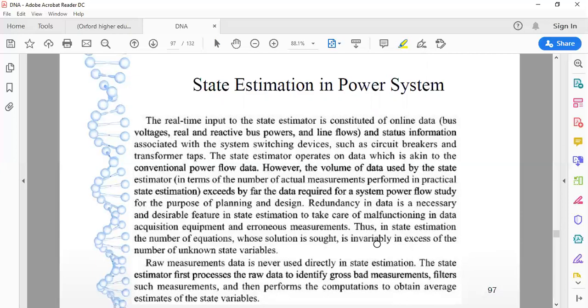But now if we consider a power system, we have two state variables, angle as well as voltage magnitude. So both will be calculated. How we'll proceed further, that we will discuss in our session 5.